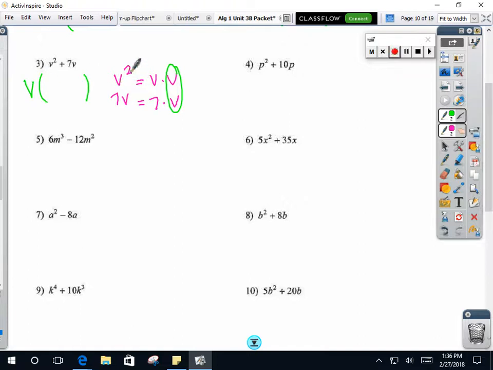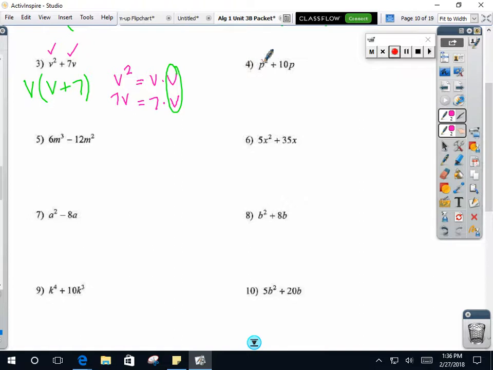Now, from the v squared, v was not circled. From the 7v, the 7 was not circled, so that's what goes back in. How do you think we could quickly check this to know that we did it right? Just distribute it back out in your head. V times v is v squared. V times 7 is 7v. So that's how we know we're right. Okay, now let's look at number 4.